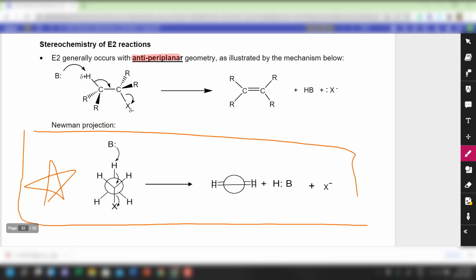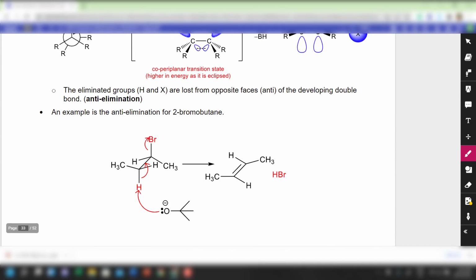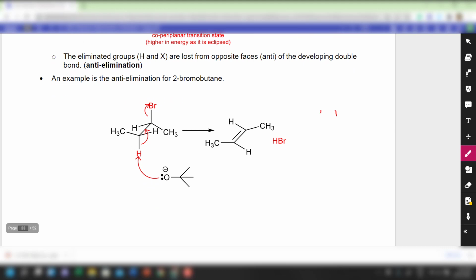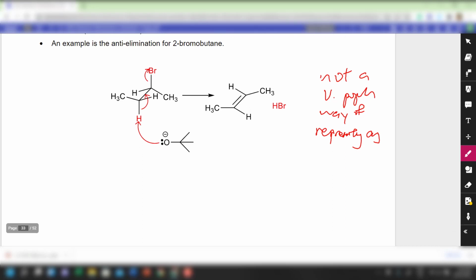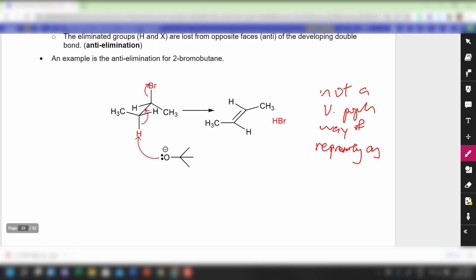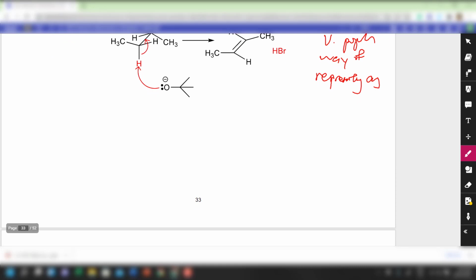Another way, if they don't exactly ask you to draw a Newman projection, is this particular manner, because in this manner it's very easy for you to arrange them such that they are anti-periplanar. Another way is the sawhorse projection, but this is not a very popular way of representing answers. So probably don't show it using sawhorse, although it's not wrong. Not to worry, the exams will usually tell you how to represent your answers. Usually it's Newman projections.